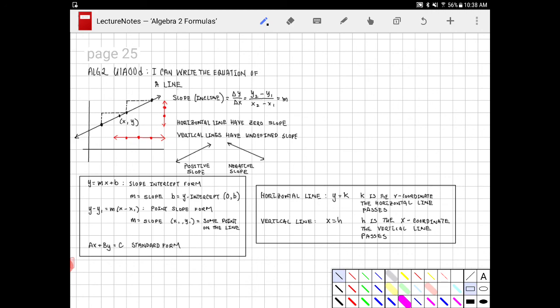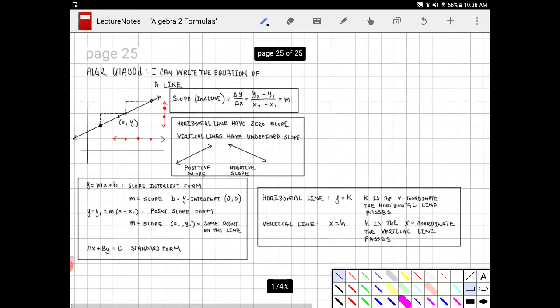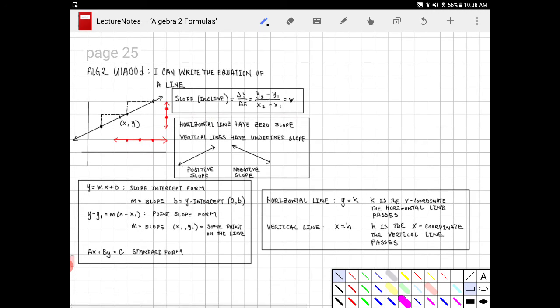This is how we write vertical and horizontal lines. This is the equation of slope. And these are concepts related to slope. What is positive? What is negative? What is undefined? What is zero? Okay, so these are the four main concepts related to lines. See you in the next video.